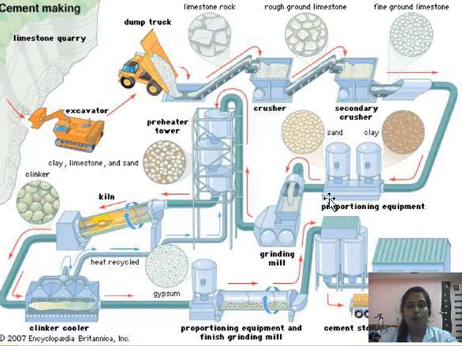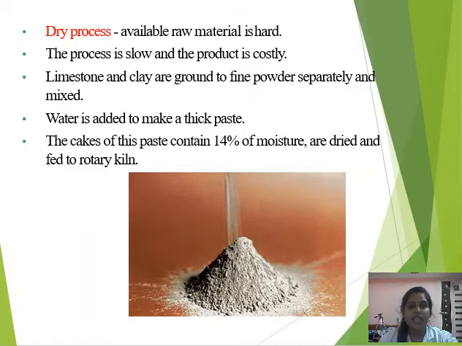After finishing all this process, it is stored in the silos and fed to the area where it is needed. So this is about the wet process, but in the case of the dry process, it is done if the available raw material is hard; this process is slow and the product is costly. The same raw materials, limestone and clay, are ground to a fine powder separately and mixed.